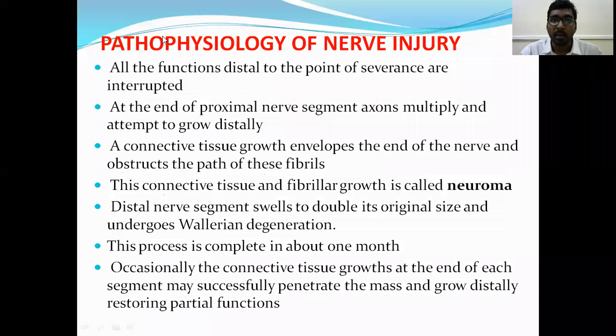What is the pathophysiology of nerve injury? If any nerve injury is present and the axon is interrupted, all the functions distal to the point of severance are interrupted. At the end of the proximal nerve segment, the axons multiply and attempt to grow distally. A connective tissue growth envelops the end of the nerve fiber as a response to injury, and obstructs the path of these fibrils.